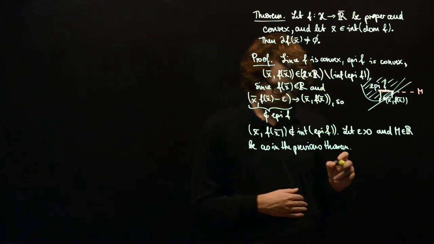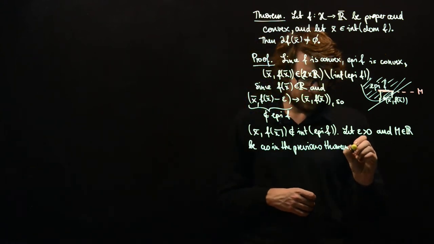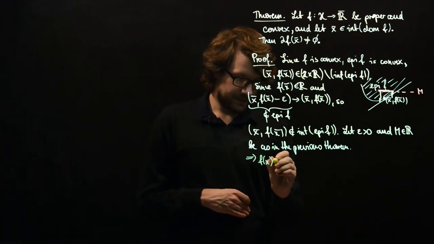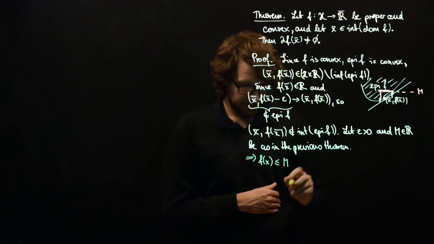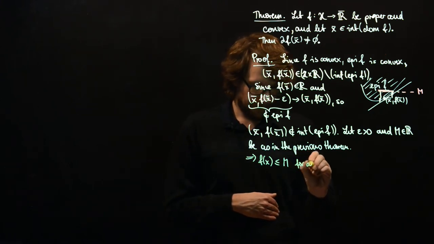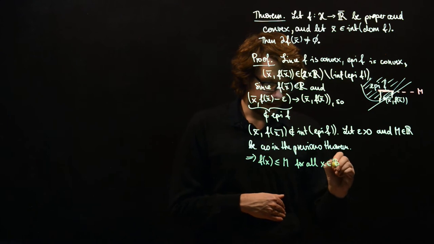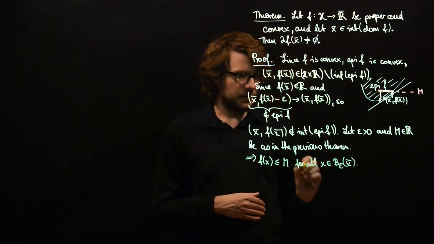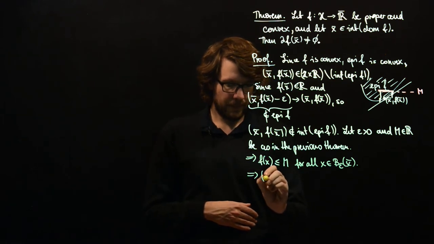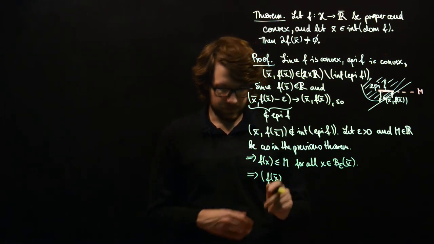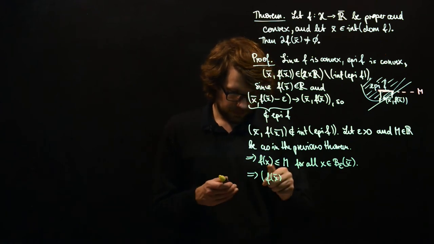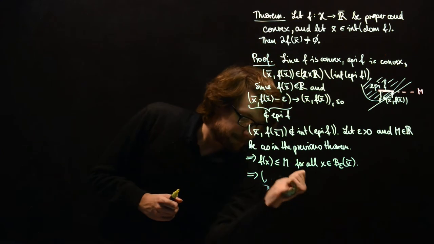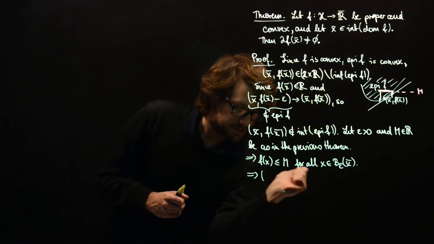So, what does this mean? F of x is less or equal than m for all x in the epsilon ball around x bar. What does this mean? We have, sorry, that does not work out well. Okay, let's delete it like this.